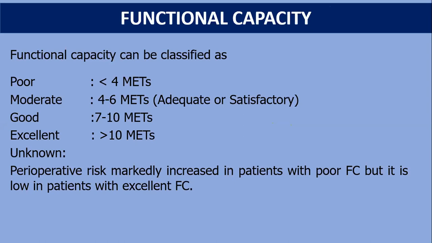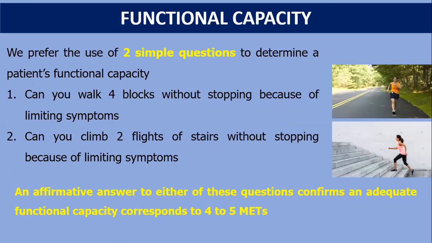And so to determine that, we can ask 2 simple questions to the patient that will give the patient's functional capacity estimation. Can you walk 4 blocks without stopping because of limiting symptoms? Can you climb 2 flights of stairs without stopping because of limiting symptoms? An affirmative answer to either of these questions confirms an adequate functional capacity that corresponds to 4 to 5 METs. And this is very important.